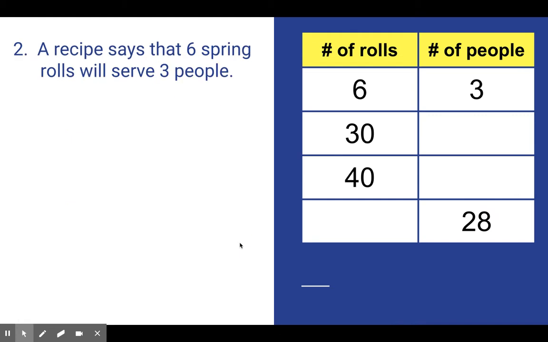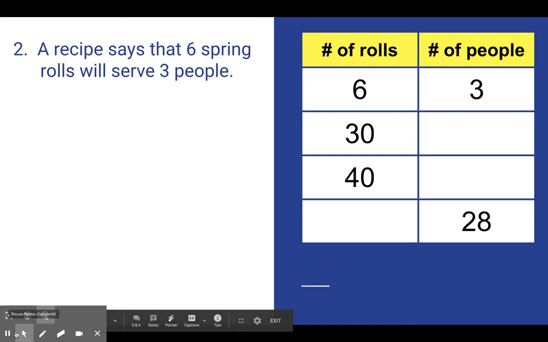2. Number 2 says that a recipe says that 6 spring rolls will serve 3 people. And you guys were responsible for filling out this table. Now, because we went over the first example, we're going to leave number 2 alone so that we can grade this in your journals. But if you need a second to go back and revise your answer based off of number 1, now that you kind of understand, let's take about 2 minutes to make sure that our answers for number 2 are completely correct. So we're going to pause the video for about 2 minutes, and then make sure that our answer for number 2 is correct.